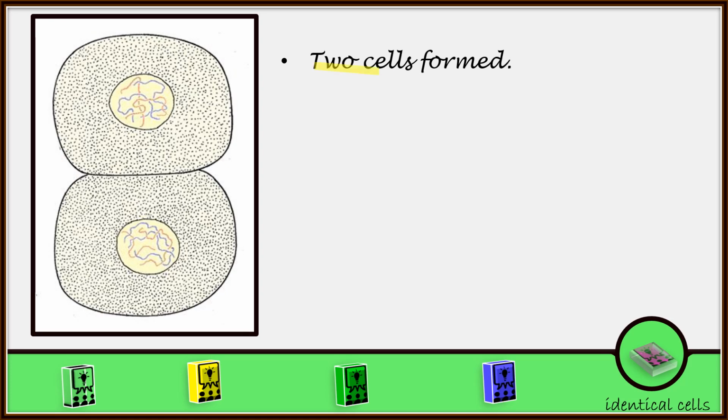Two cells are formed. Now here we have formed two cells. There is the cell on the upper side, and then we also have the cell on the lower side. So we have formed two cells. One cell divided itself and it has formed two cells.